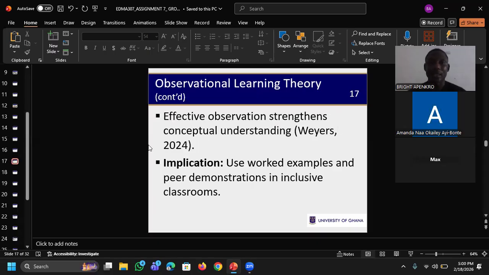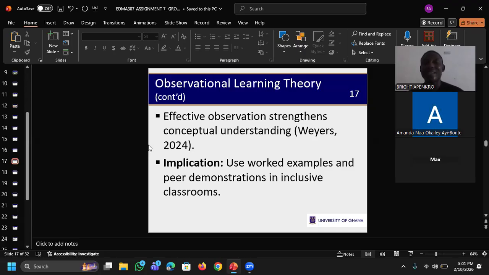Let's look at the continuation of the theory. We say effective observation strengthens conceptual understanding. So we are saying that when you observe the concept, you grab the concept, you see the skills. The skills will enhance your understanding. I practice, so it enhances my understanding. It won't be like somebody said it and I'm trying to figure it out, because I demonstrate. It will help me.